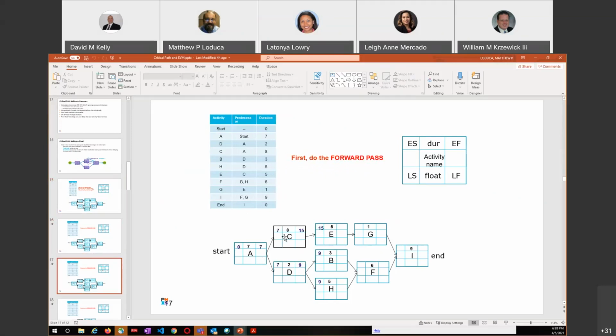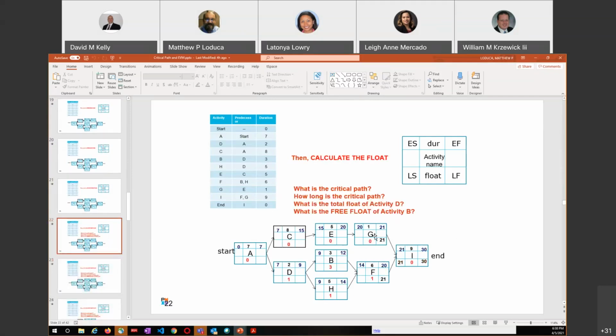Your forward pass is always really simple until you start converging. Like B and H here, you've got to take the higher number of the two, and when you get over here to I, 20 and 21, you're going to take the higher of the two, and then you'll do your backward pass from there. So you take that 30 down, subtract 9, 21, that kind of stuff.